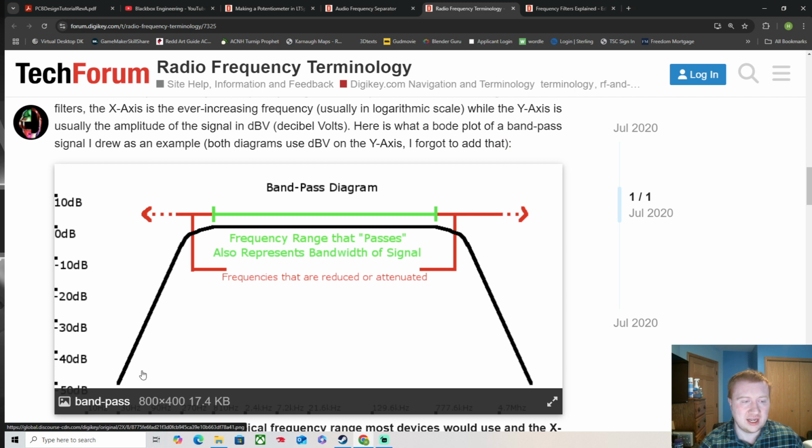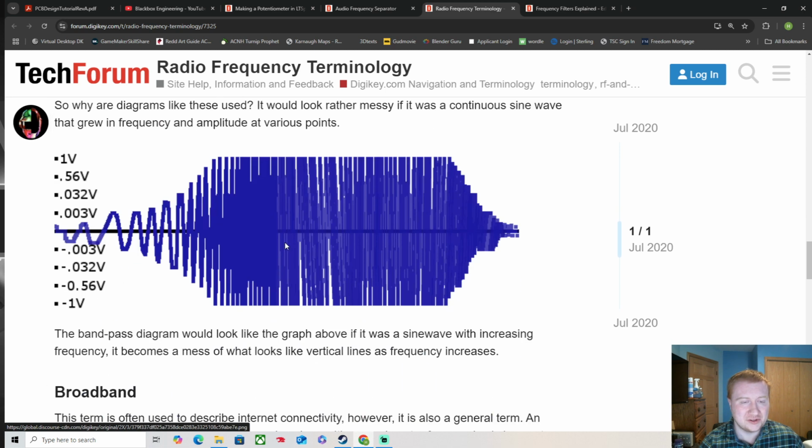So this is a lot easier to understand than trying to do a sine wave thing, because as you can imagine, data sheets would be hard to read if this was the way it was.